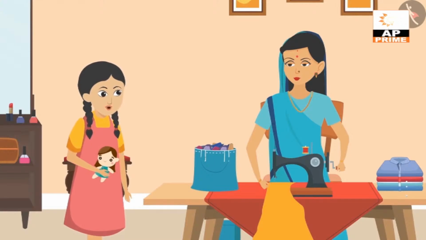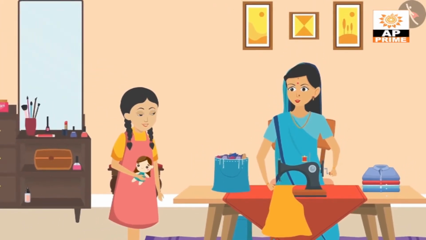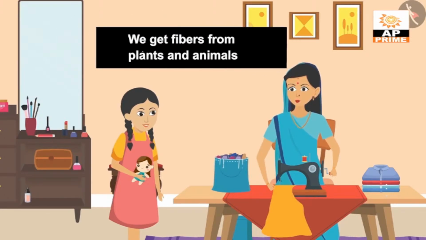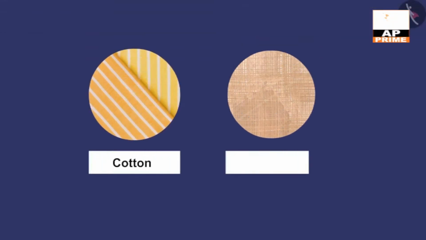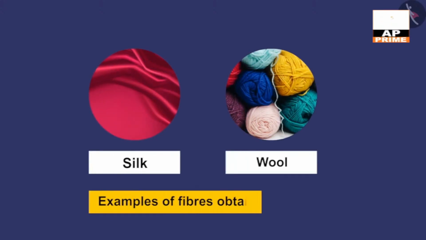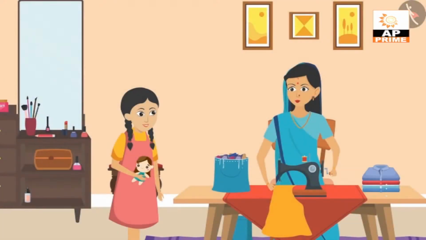"This is very interesting. I will tell my friends about this. But Auntie, I have never seen the fibers around. All these are produced at a particular place." "Sunaina, the fibers which are used to make different types of clothes are found in different places. We get fiber from plants and animals. Examples of fibers that we get from plants are cotton and jute. Silk and wool are examples of fibers obtained from animals."